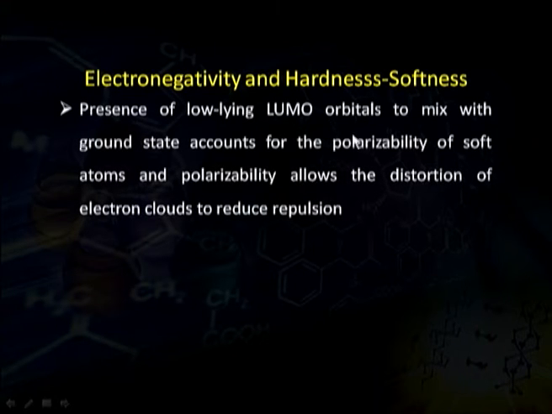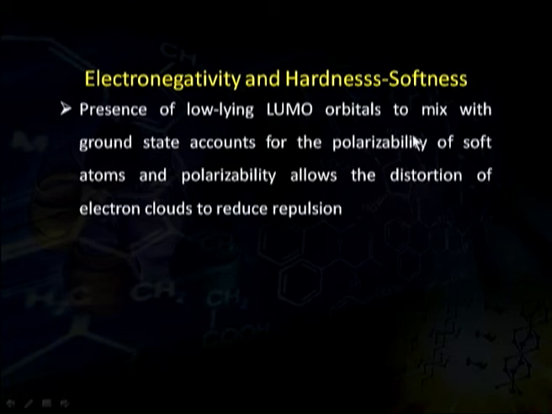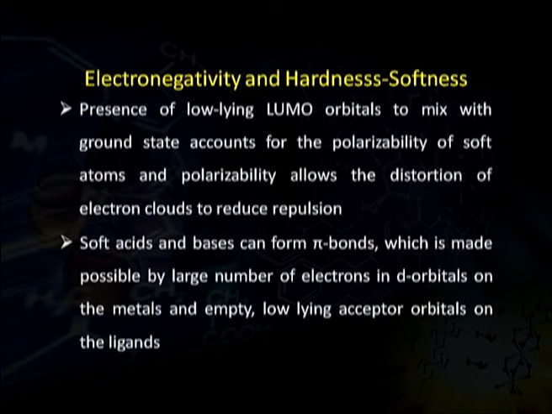Presence of low-lying LUMO orbitals. Low-lying LUMO orbitals means LUMO orbitals which are not present at a very high energy, but they are present lower, like we can say they are close to HOMO orbitals. So, the presence of low-lying LUMO orbitals to mix with the ground state accounts for the polarizability of the soft atoms, and polarizability allows the distortion of electron clouds to reduce repulsion. So, soft acids and bases can form pi bonds, which is made possible by a large number of electrons in d orbitals on the metal and empty low-lying acceptor orbitals on the ligand.